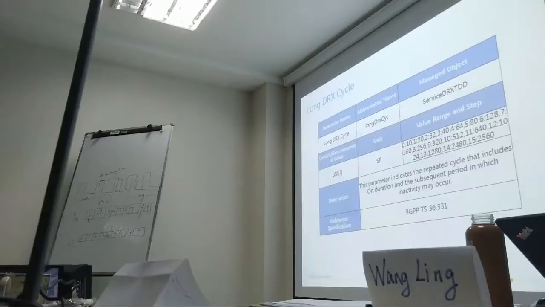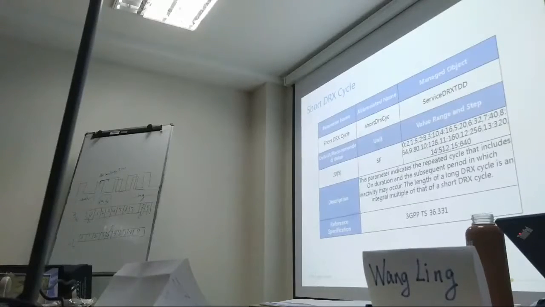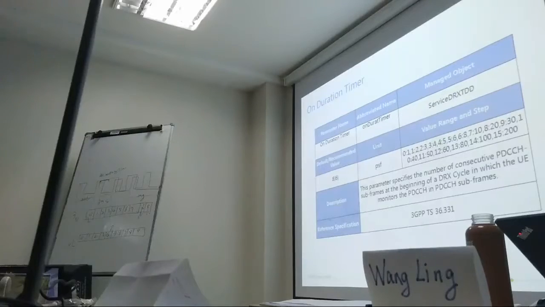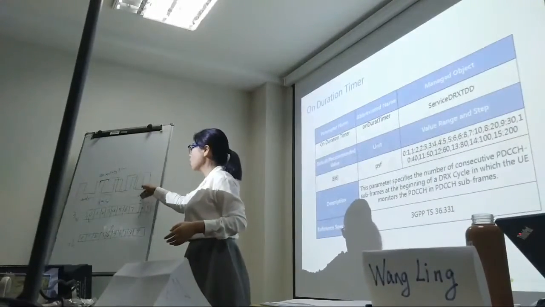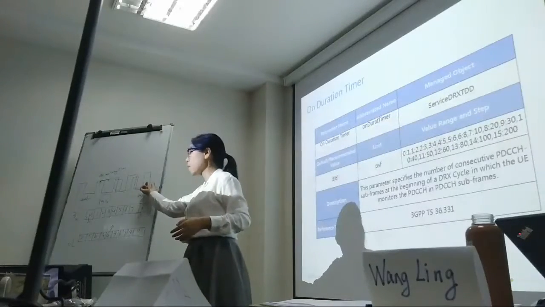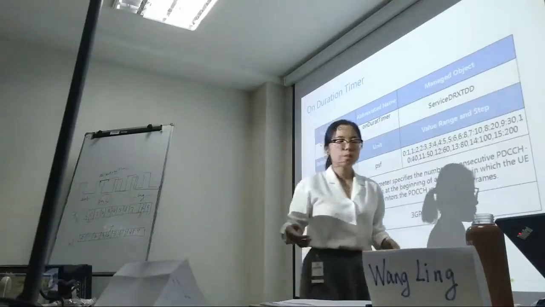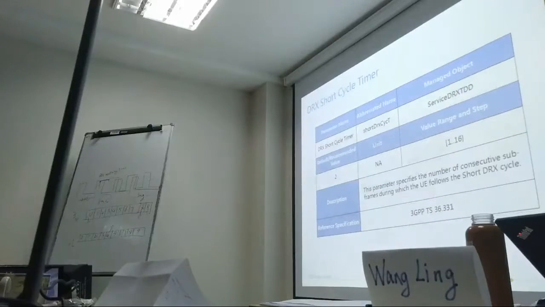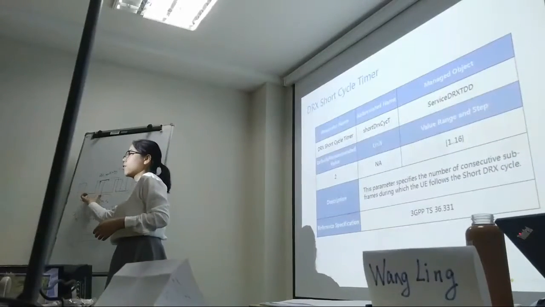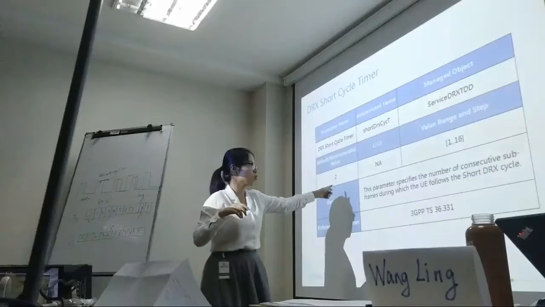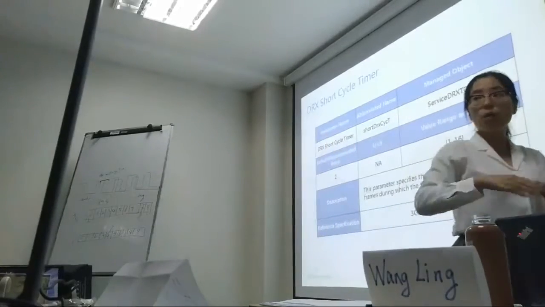For the long DRX cycle, that is how many subframes, long cycle. And for the short cycle, how many subframes. And the on duration timer is that one. This is the on duration timer. So the cycle minus the on duration timer is the sleeping time. This is the short cycle timer. That means how many short DRX cycles finish before I go to long. Here it is 2, that means after going through 2 short cycles, I will go to long.